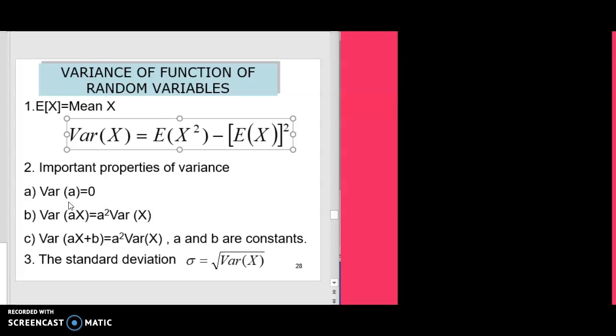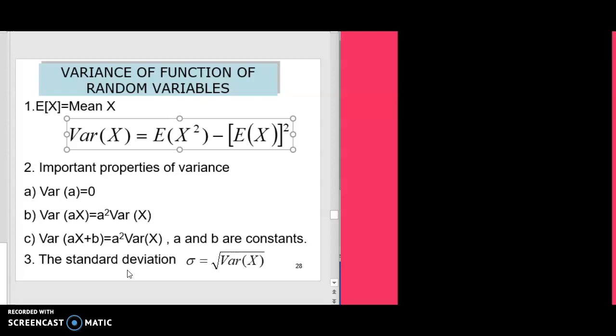Variance for constant a is equal to 0. And then variance for ax is equal to a square variance x. Third, variance ax plus b is equal to a square variance x. This one, a and b are constant. Mungkin kamu boleh relate dengan yang tadi lah. Basic dia lebih kurang sama.